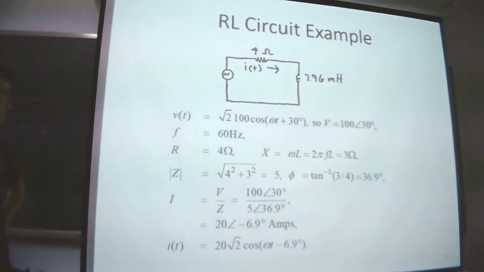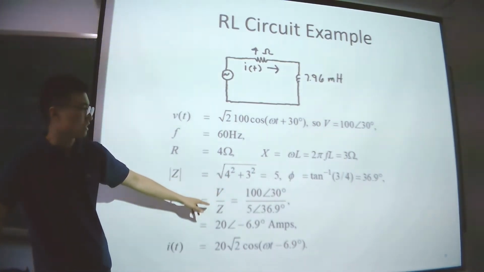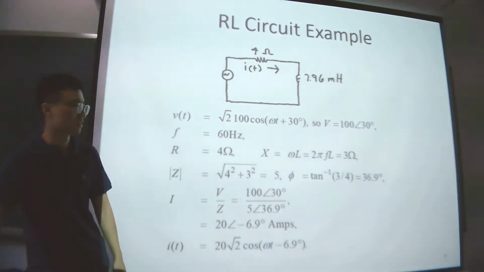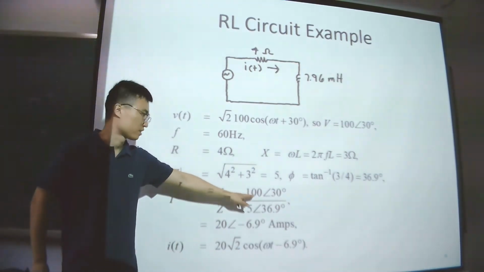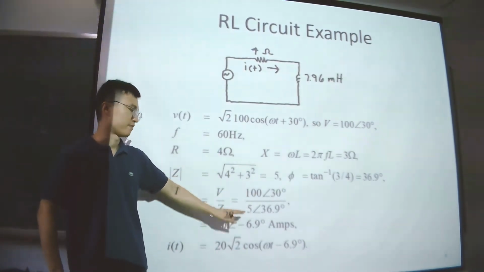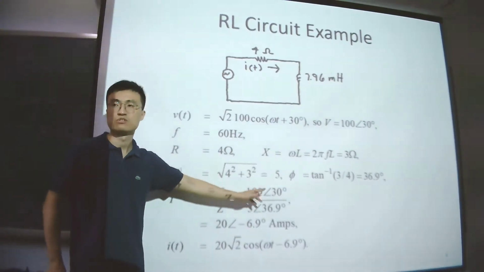The current, right? When you calculate the current, you just divide the voltage by the impedance. So for the real number, you just do 100 divided by 520, right? For the angle, you use the minus, right?